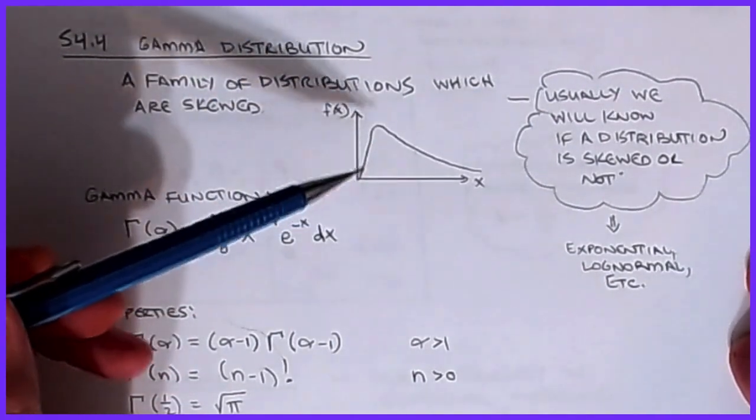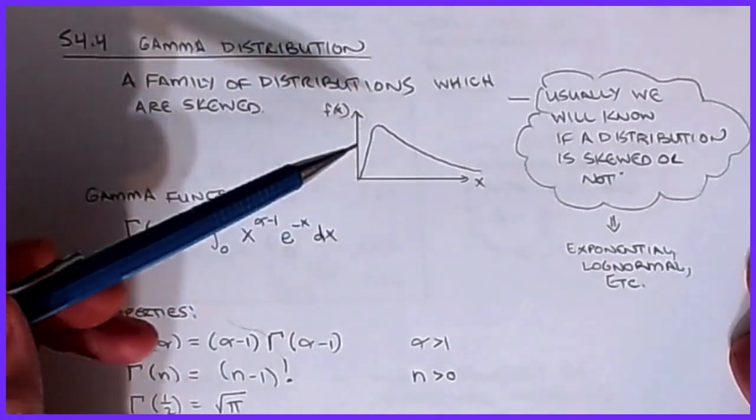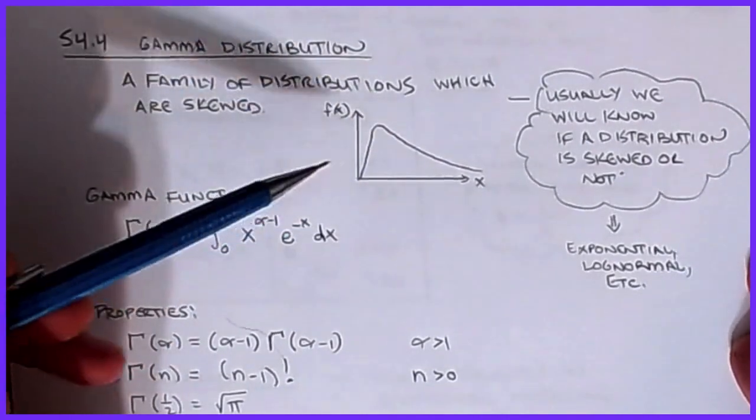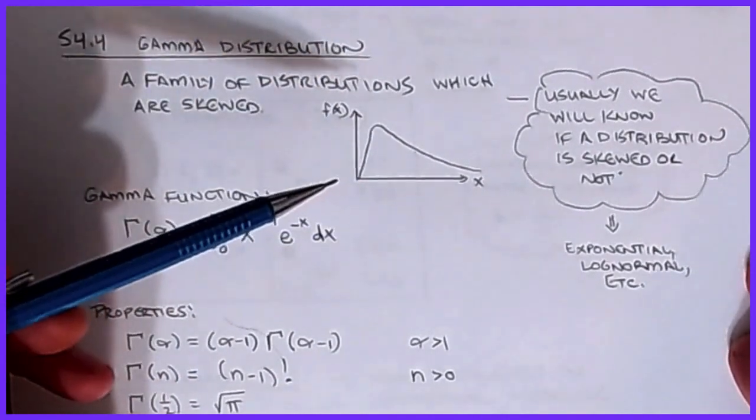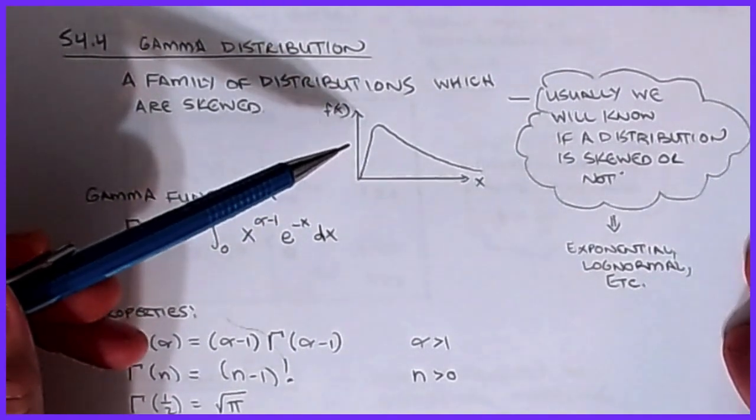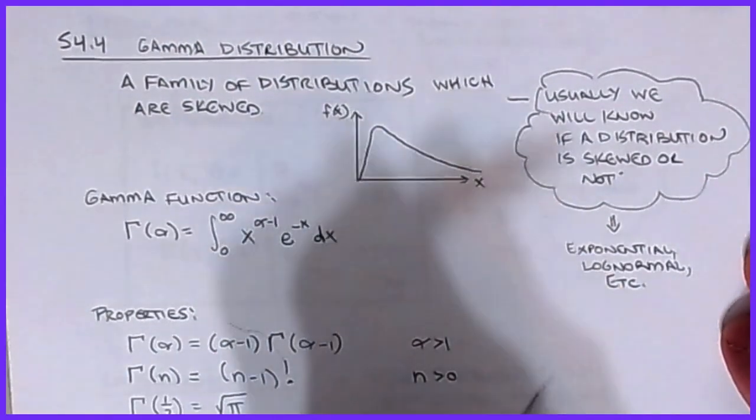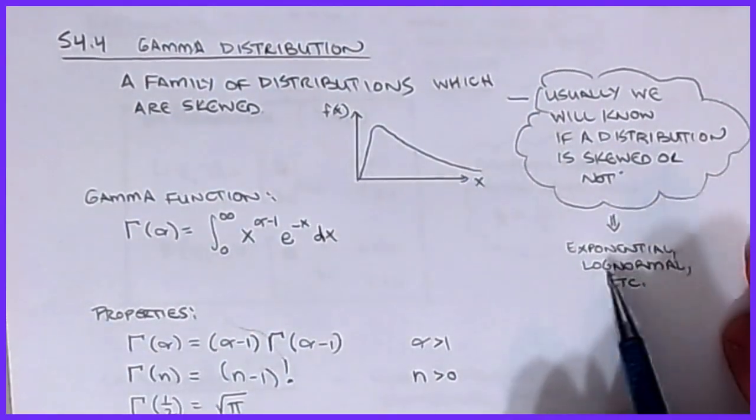Typically you'll know whether a function is skewed or not. In fact, if you plot the data of a survey or a test result or something, you can generally get a sense of whether it is positive skewed or negative skewed. In fact, some of the more important skewed distributions that you'll encounter in engineering are the exponential and the log normal. Those will be two of the bigger ones, exponential especially.